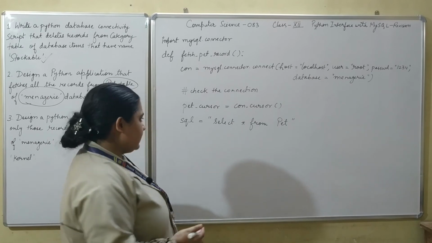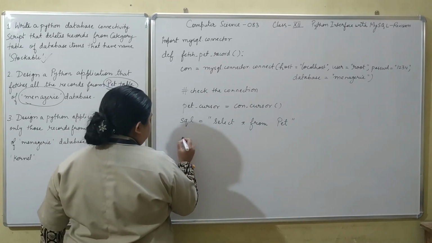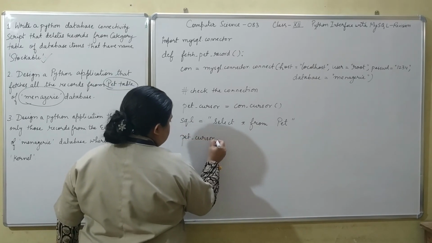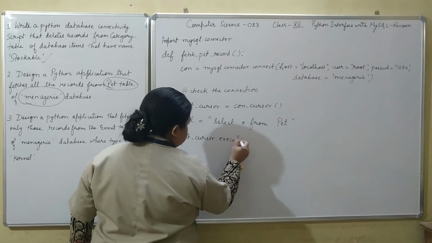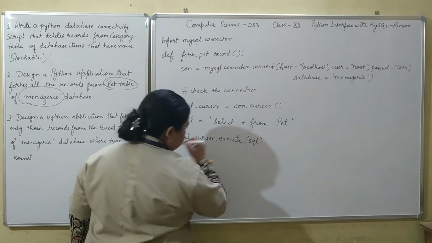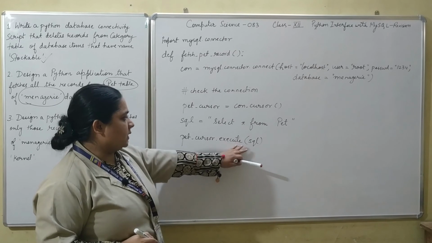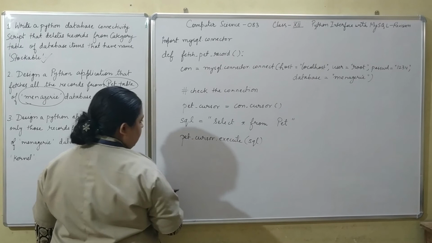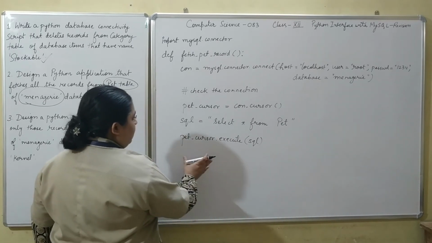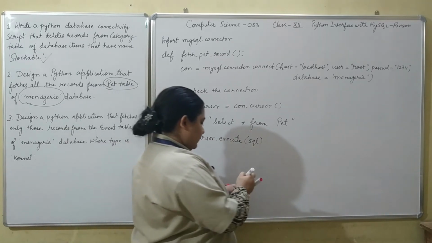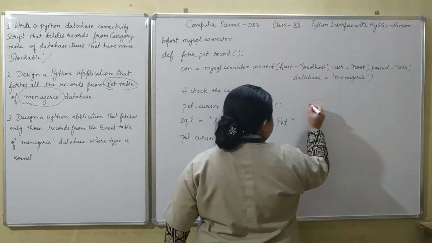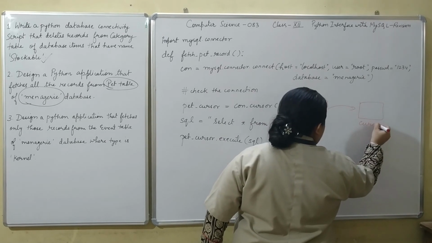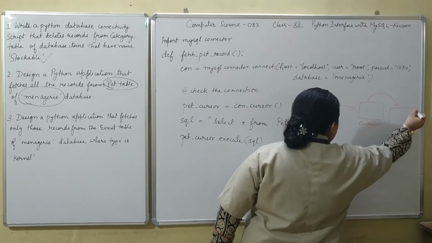Hence, simple SQL and pet cursor dot execute SQL. Okay, so pet cursor dot execute SQL, and everything would be executed. And now whatever data was there in your database, it has come into your cursor object. But now we need to extract this into a result set.